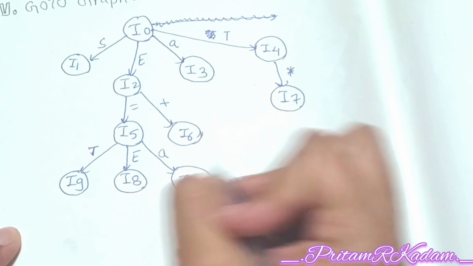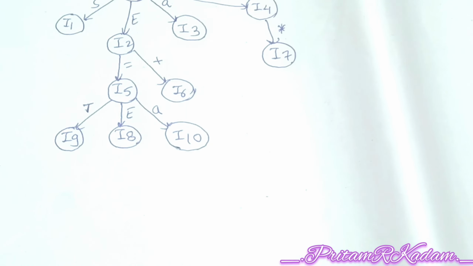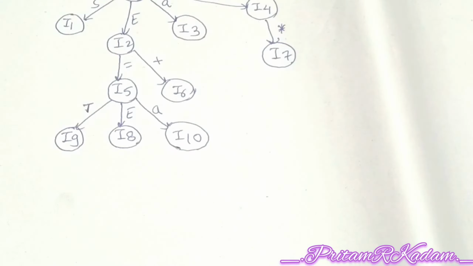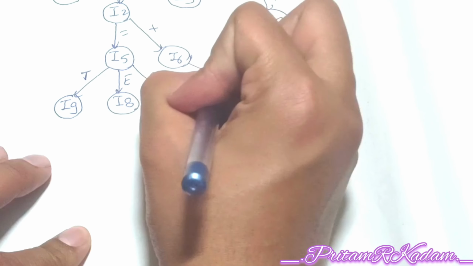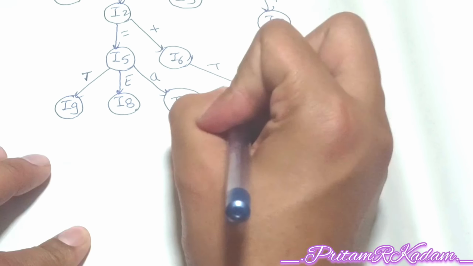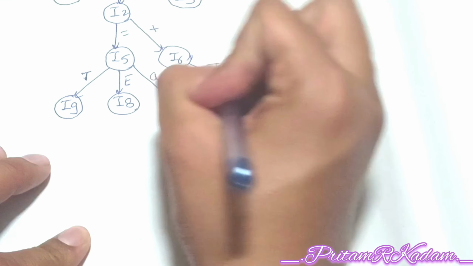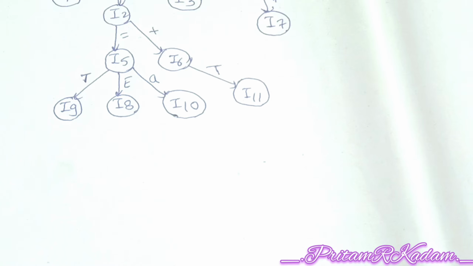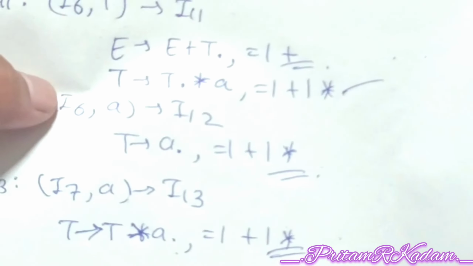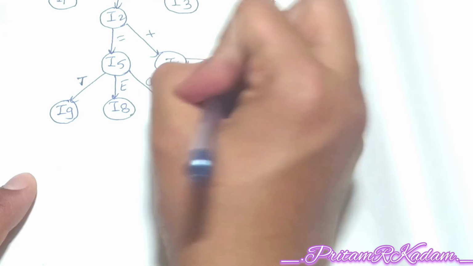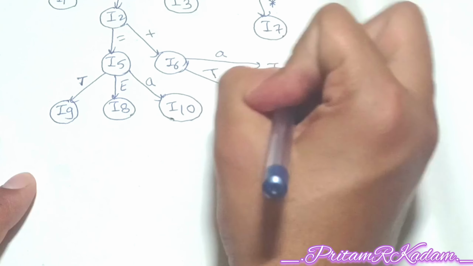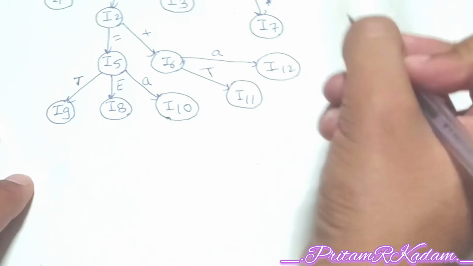Okay. So now let us go for I11 state. So we got I11 when we passed capital T on I6. So capital T on the arrow and I11 as the destination. Okay. So now let us see for I12. When we passed small a, we got I12. So the arrow destination is I12.